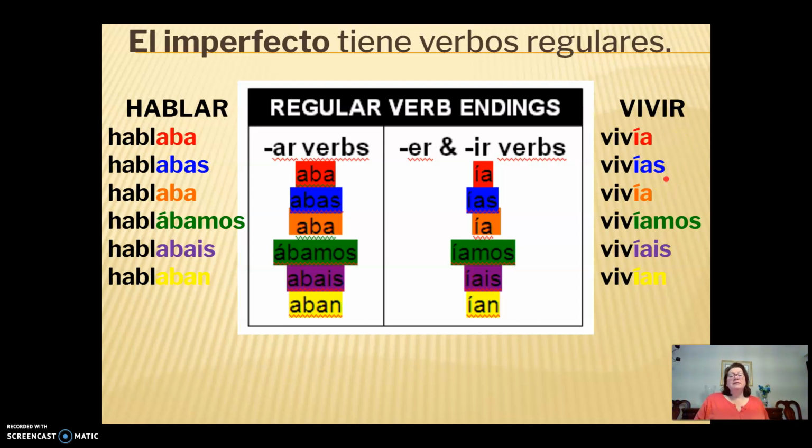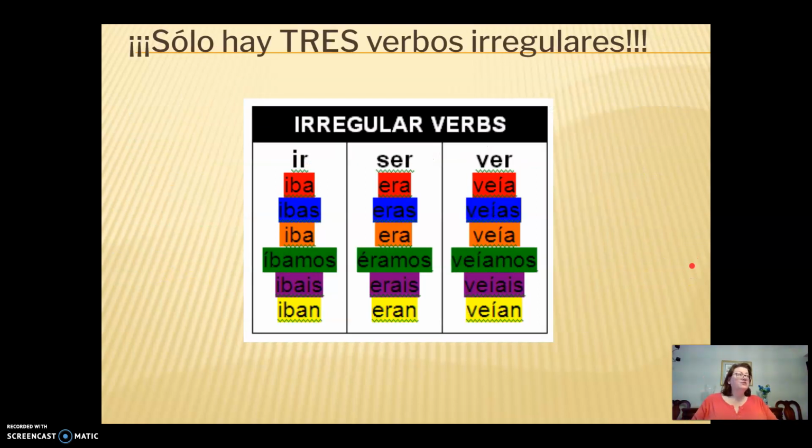And the nice thing about the imperfect is that all verbs are regular except for only three. These are the only three irregulars in all of the imperfect. Ir is iba, ibas, iba, íbamos, ibais, iban. So I was going or I used to go. You were going, you used to go. Ser: era, eras, era, éramos, erais, eran. I used to be or I was being, if you will.